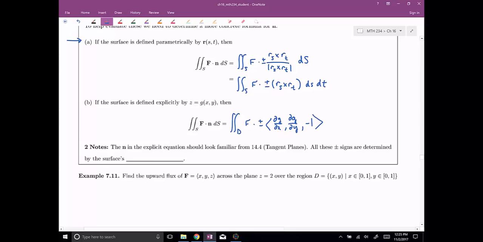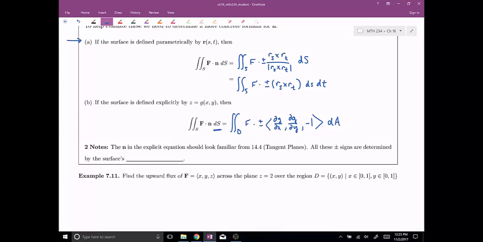This is back from chapter 14. It's been a while. And then normally you would divide through by this magnitude, so you'd have the square root of the partial of g with respect to x squared, plus the partial of g with respect to y squared, plus 1. But luckily, our dS here has exactly one of those, so they're going to cancel, just like we saw before, and this is just going to be dA. And now that will be in terms of x's and y's.